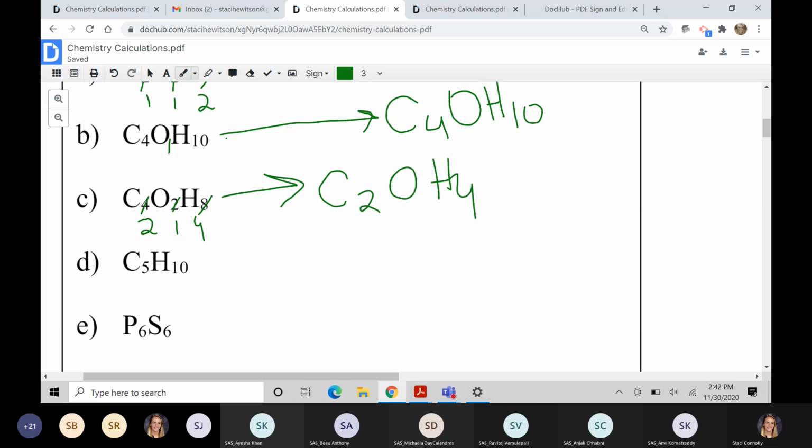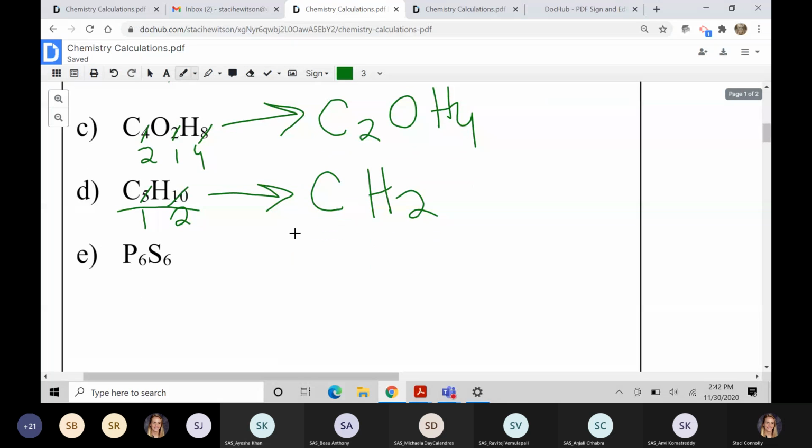Okay, Bo. Are you there, Bo? Yeah, I'm here. Okay, Bo. So look at D. You've got C5H10. What could we reduce that to? Oh, CH2. Yeah, so we could divide them both. What did you divide them by? 5. Yeah, divide by 5, and you get C1H2 or just CH2. Perfect. Excellent. Thank you, Bo.